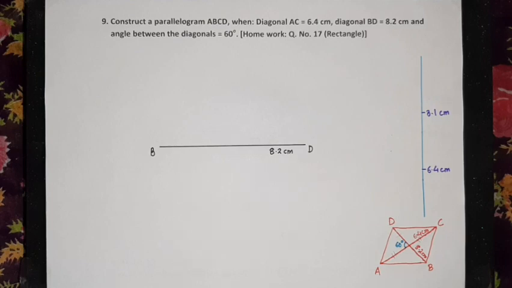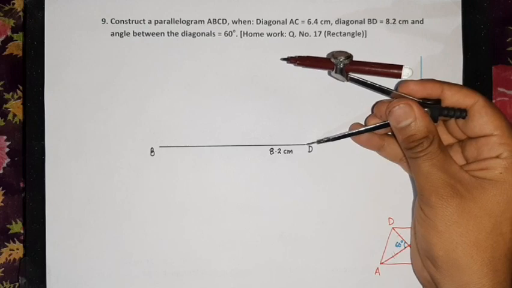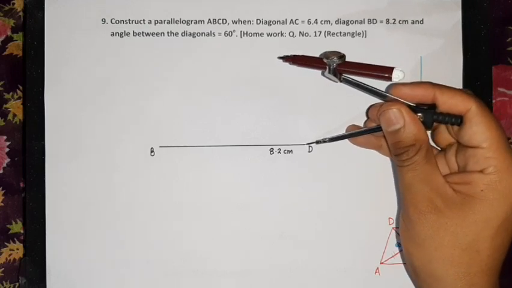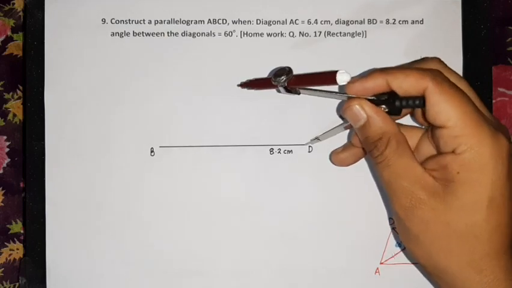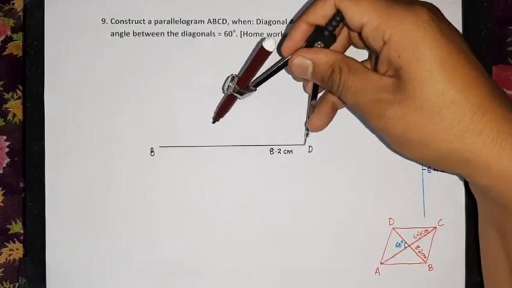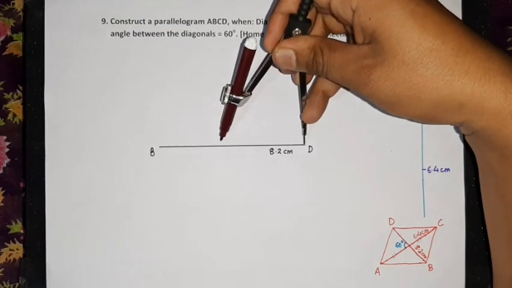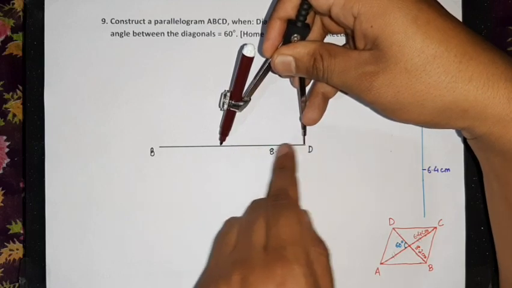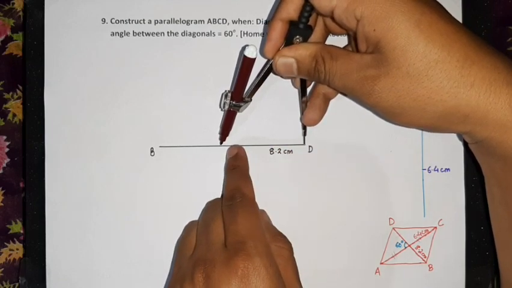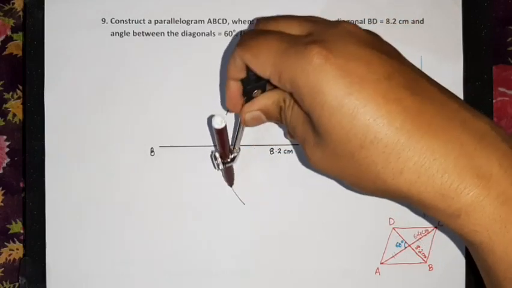To draw a perpendicular bisector, you take your compass and keep the pointed end on one of the endpoints. You take a radius which is slightly greater than half. We know that the middle point is somewhere over here, so that's why I'm taking the radius a bit larger than the midpoint. Then you have to draw two arcs like this.